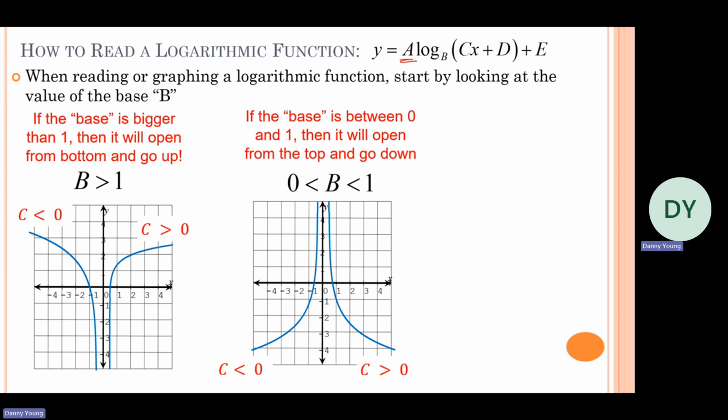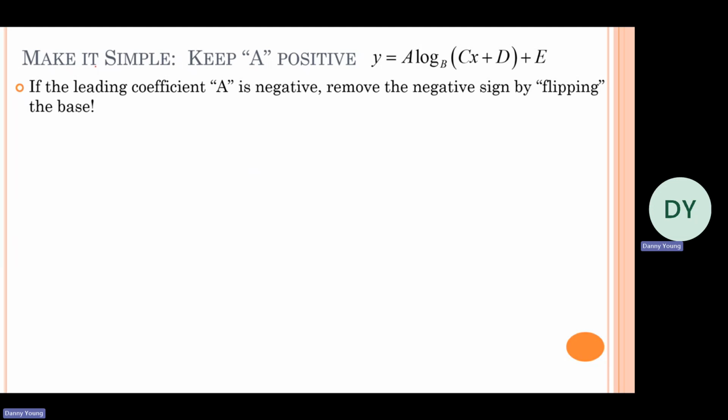Gives you a vertical reflection or vertical compression, right? Okay, so I'm gonna show you what I would do when A is negative or positive, and what to do with D and E as well. You ready? Okay, here we go. Okay, make it simple. Keep A positive all the time. You don't want to bother with another reflection.